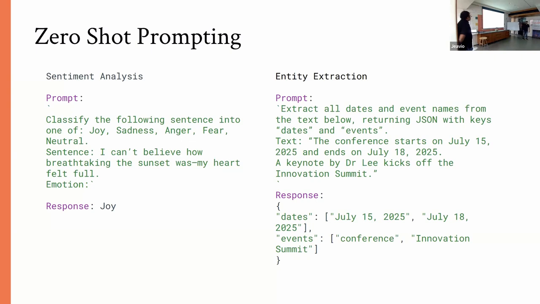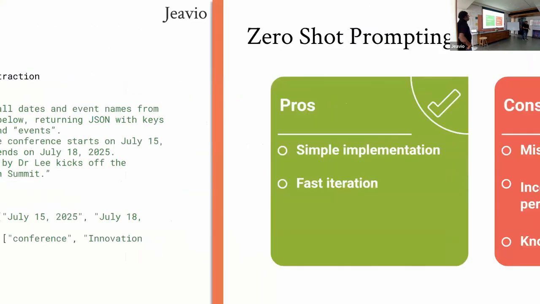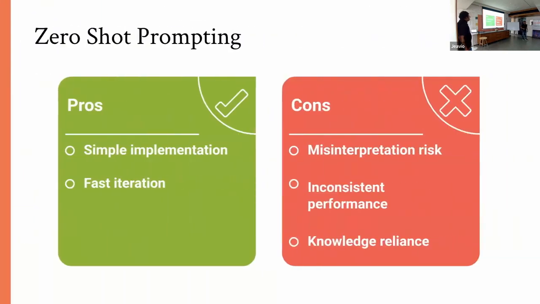I wanted dates and events based on the prompt. So this is zero shot prompting. Now there are pros and cons of it. It's very simple, and it's very fast for iteration. You can iterate over it again and again and find out which one works best. There is one risk: we don't put in any output criteria, which could lead to inconsistent performance. Also, knowledge reliance is only on the basis of how the LLM has been trained. So that is also one of the cons of zero shot prompting.